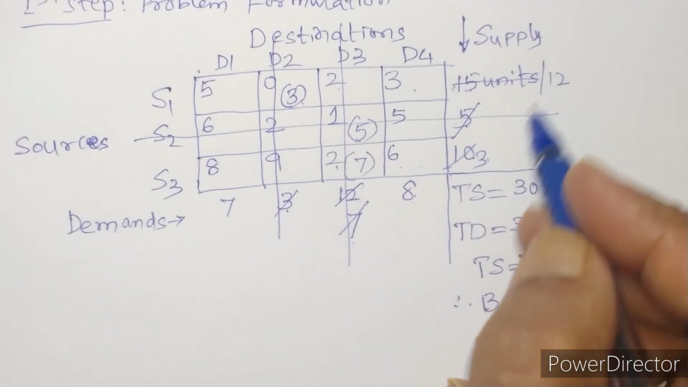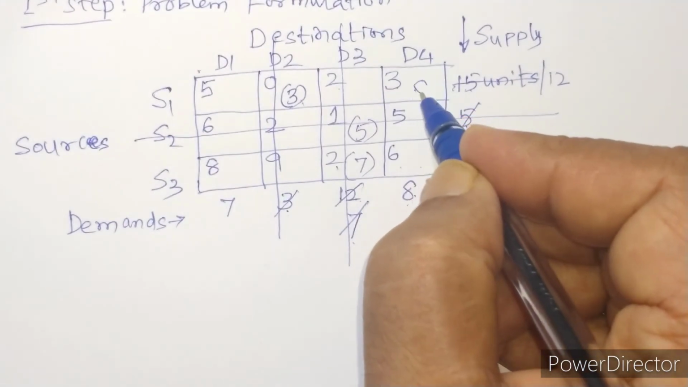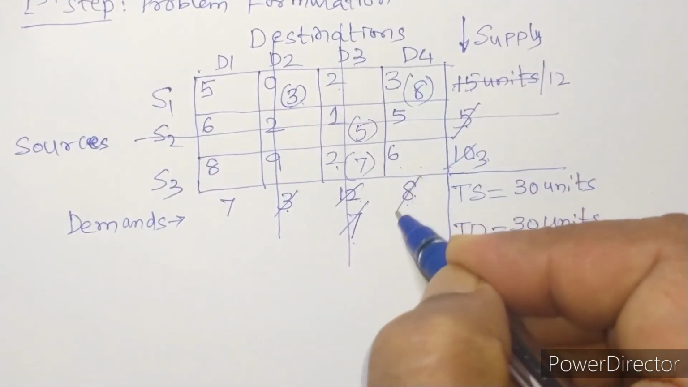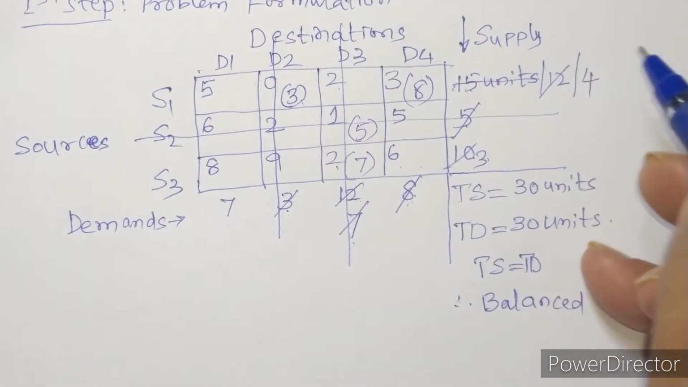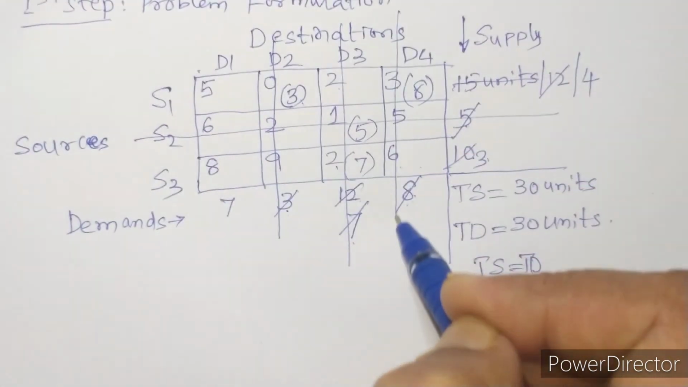8 and 12, these are the values. The smaller value is 8. You write it here and cancel this and adjust this one. 4 units are remaining here, and remove this column.